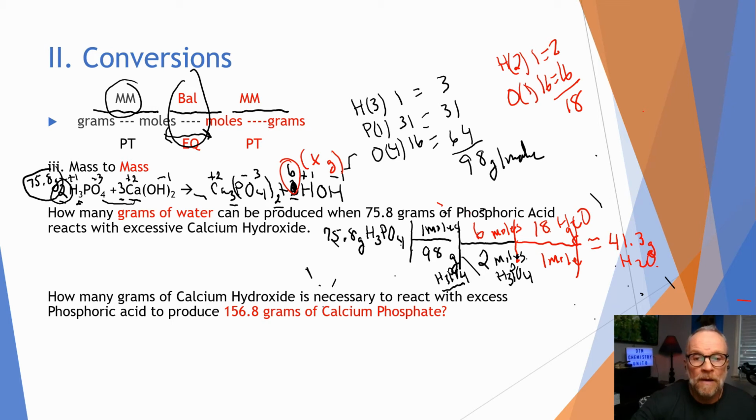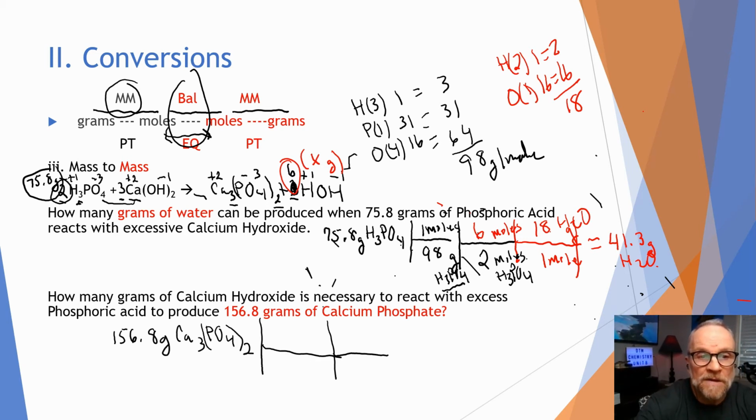Okay, hopefully you did that. So let's work this one. Why? Because it's so much fun. We have 156.8 grams of calcium phosphate, and this is grams of calcium hydroxide, so it's another three-stepper because it's grams to grams. I won't try to color code this one.